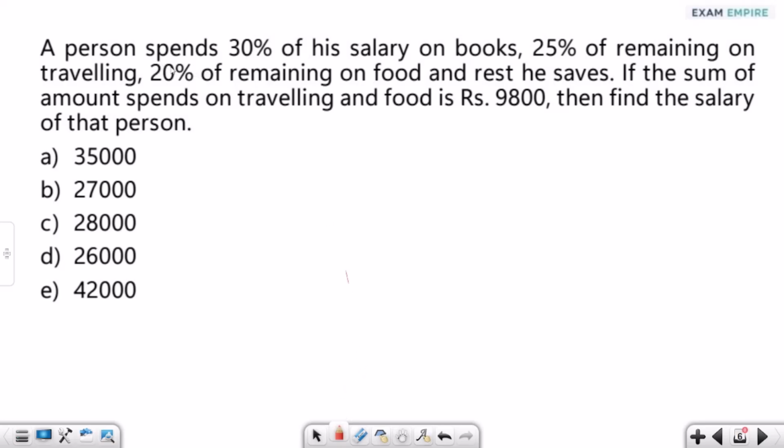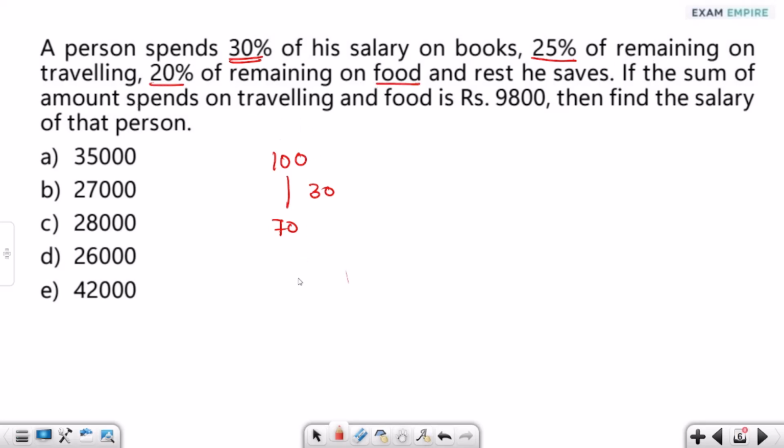Okay, so hope you would have solved. So we'll assume initially the salary of a person is like 100 part. Okay, in that 100, 30% of the salary is spent on books. So what is 30% of 100? 30. So what is the remaining? 70. Okay, 25% of the remaining on traveling and 20% of the remaining on food.